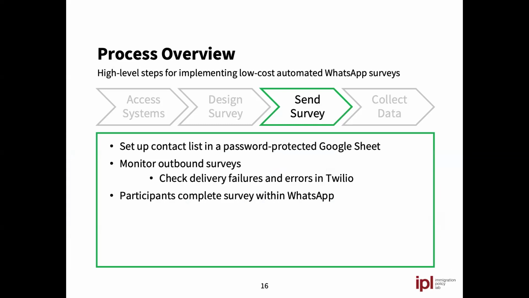There's an opportunity to monitor the status of outbound surveys at a pretty granular level. You can see if there are delivery failures or if messages in WhatsApp have been delivered, read. And then finally, each participant advances through the conversation in WhatsApp on their own, just as you would in any other WhatsApp conversation. And it happens simultaneously across all of the participants.